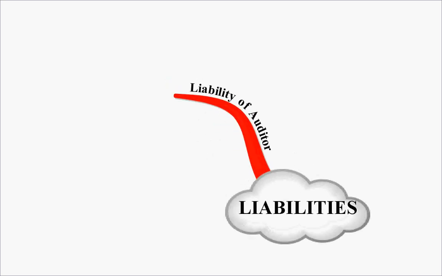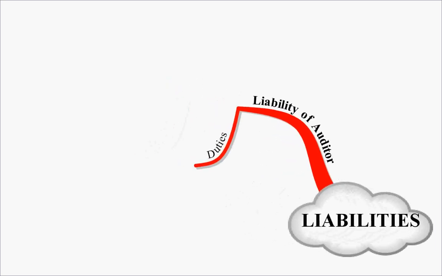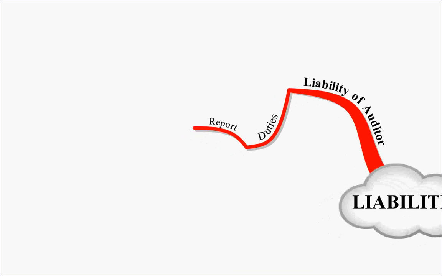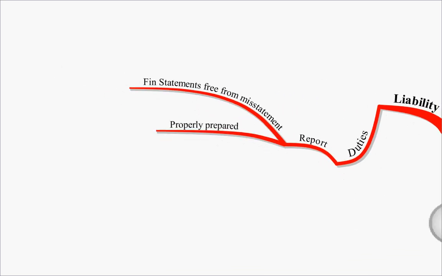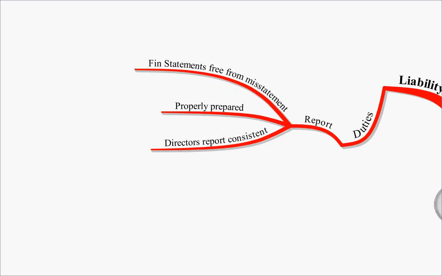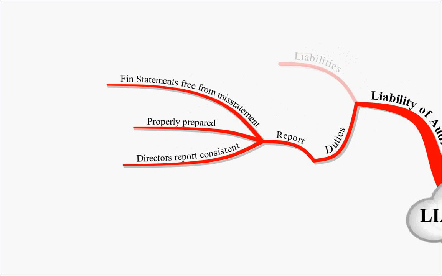This lecture was on liabilities. So the liability of the auditor. Remember that the duties of the auditor are to report that the financial statements are free from misstatement, that they're properly prepared, and that the director's report is consistent with the financial statements. So that's what we're reporting on.